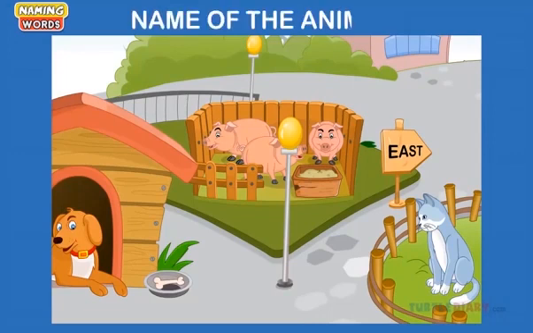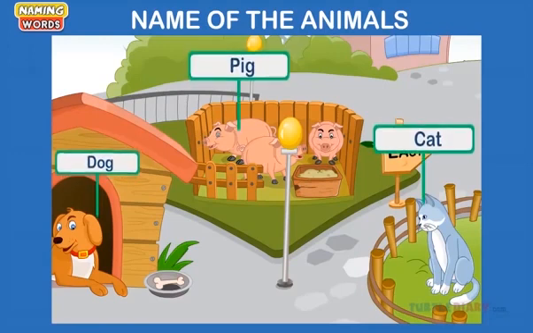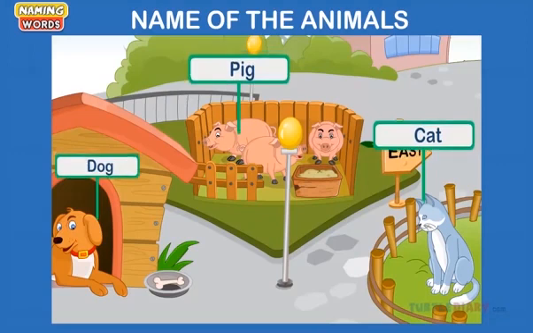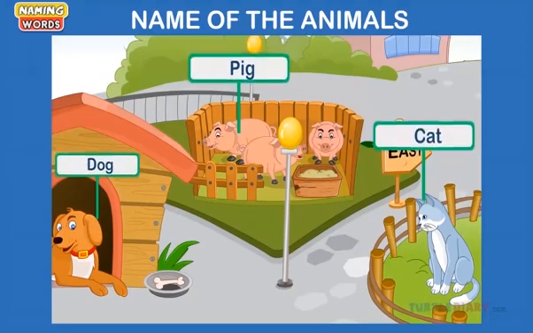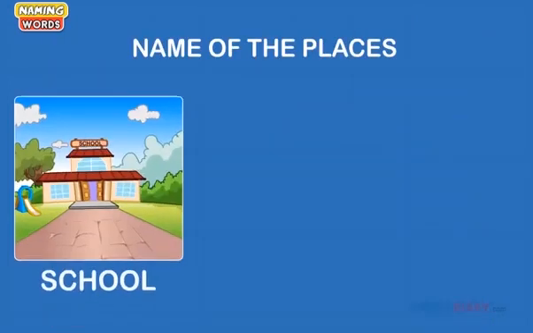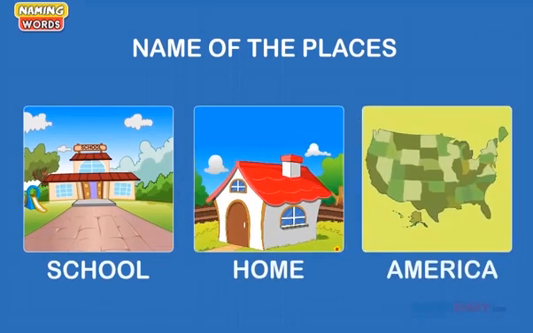All kinds of animals have names like a dog, cat, pig. Can you tell the names of animals that you have seen in the zoo? Places also have names. School, home, and America are all names of places. Do you know the name of the place where you live?